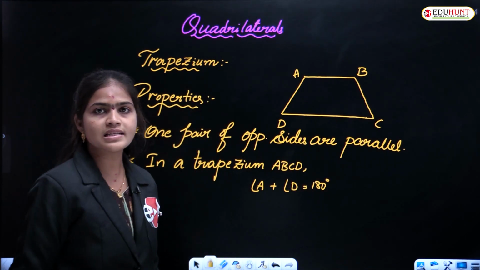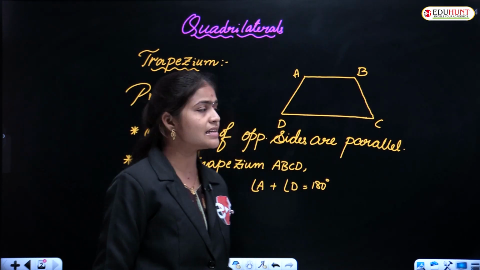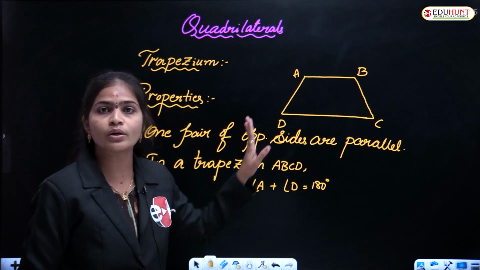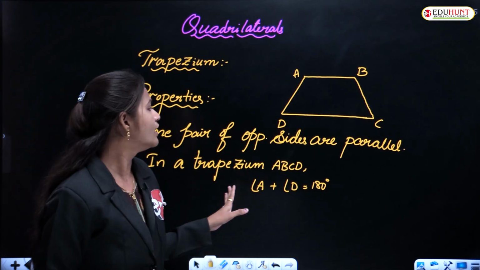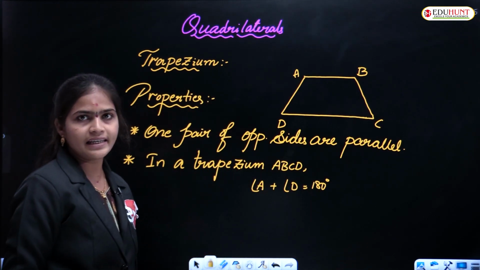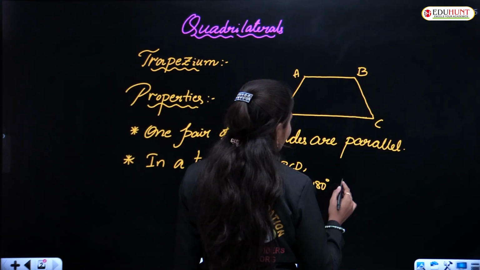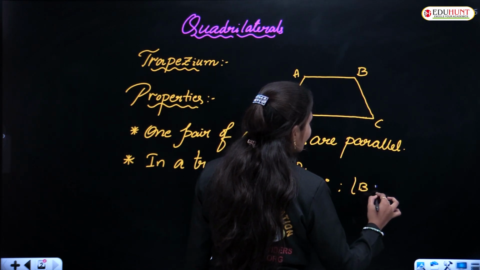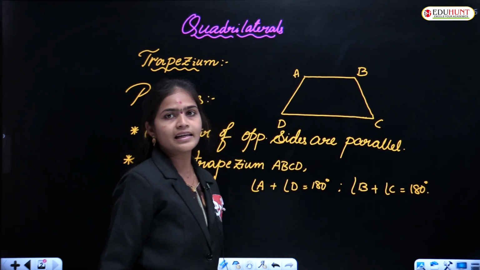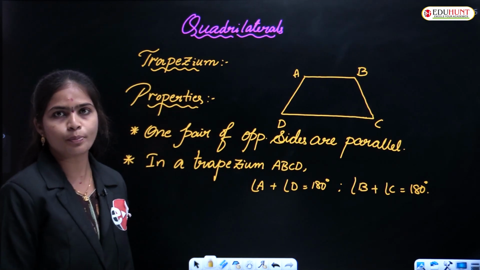Here we are not saying that the sum of adjacent angles, like A and B, is 180. Angle A plus angle B is not equal to 180 here. That's why angle A plus angle D is equal to 180 degrees, and in the same way, for the other pair, angle B plus angle C is equal to 180 degrees. Is it clear, children? So this is the second property.